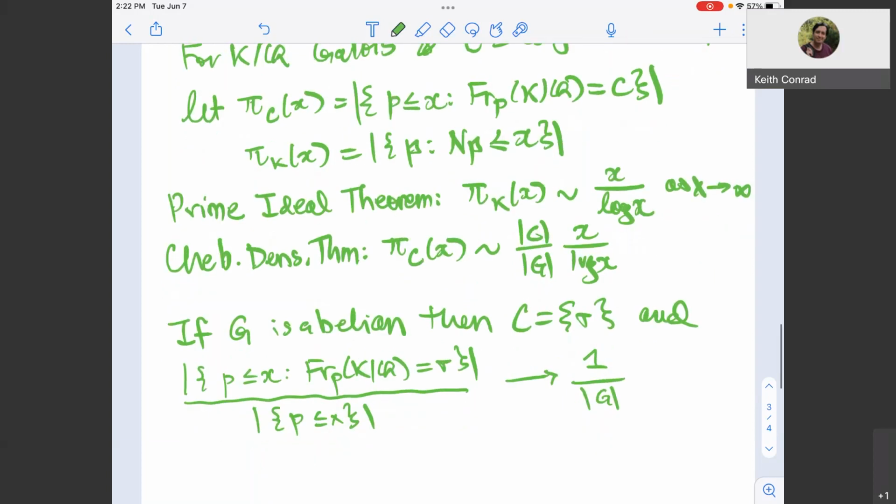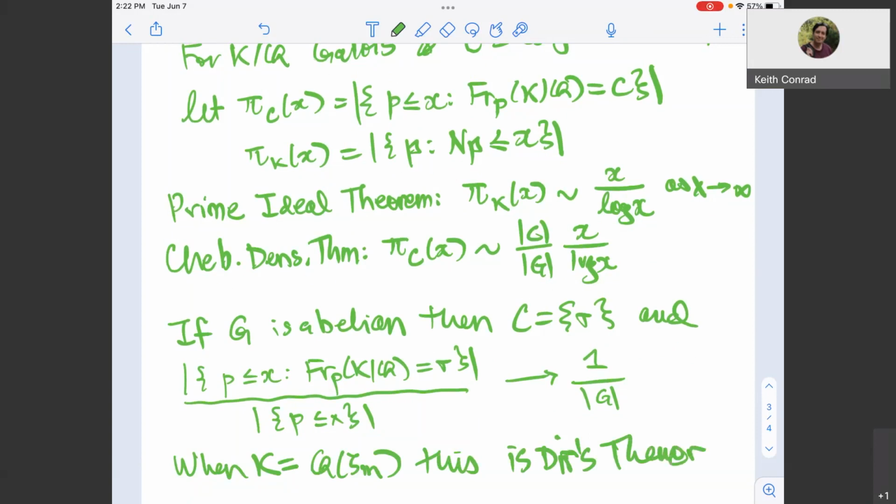And in the special case of a cyclotomic field, this exactly becomes Dirichlet's theorem on primes in arithmetic progression, since Frobenius elements are just p mod m, and 1 over the size of the group is 1 over phi of m. So it is an exact generalization.